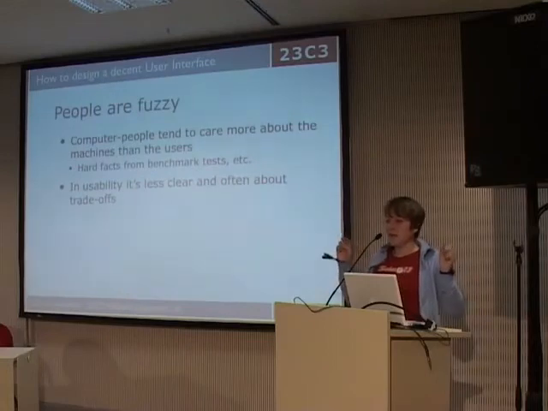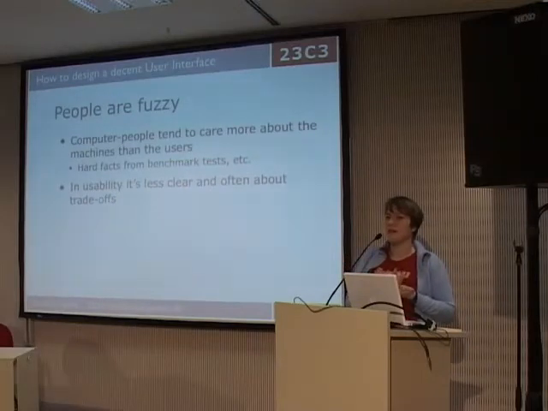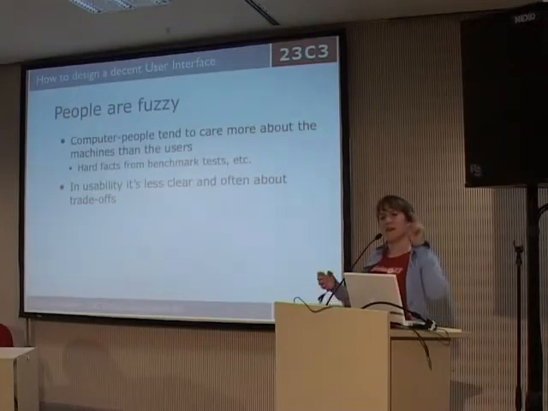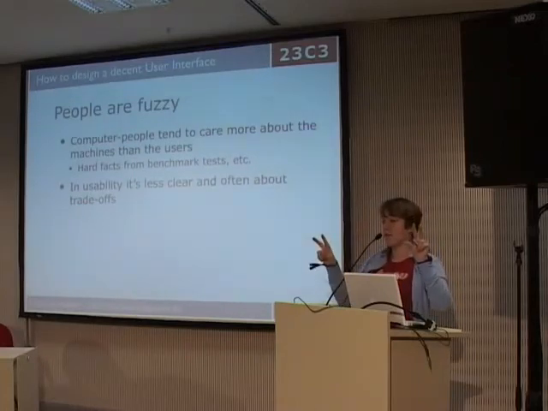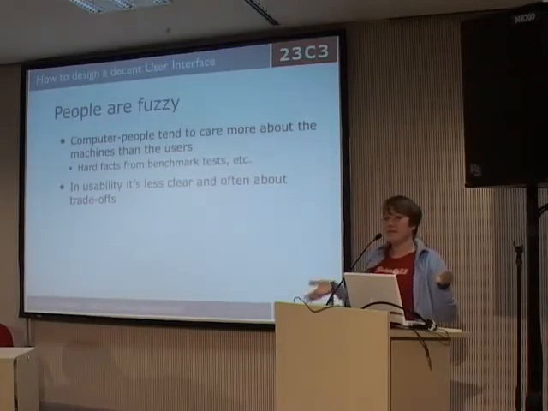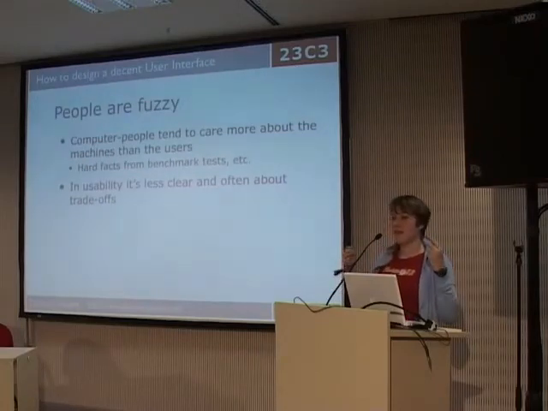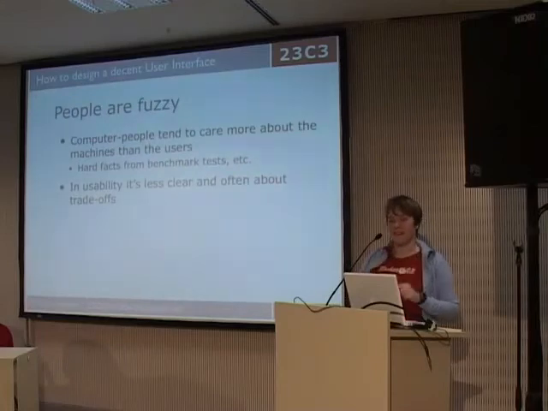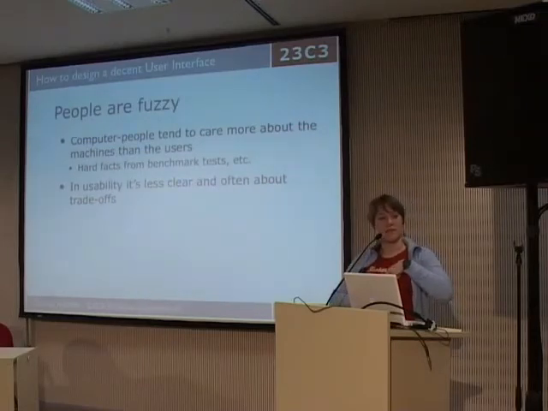We as computer people tend to like or prefer deterministic things, like numbers and facts, and I can run a benchmark and then I can say algorithm A is faster than algorithm B. But people are fuzzy. We are not that easily put into categories, and we differ. And it's less clear often, and it's also about trade-offs.